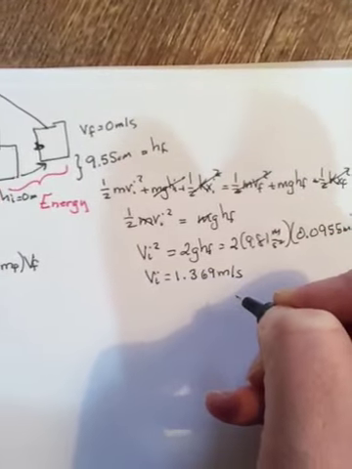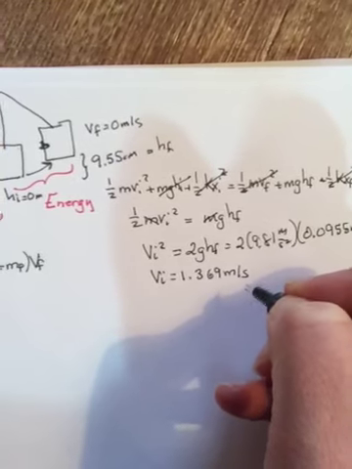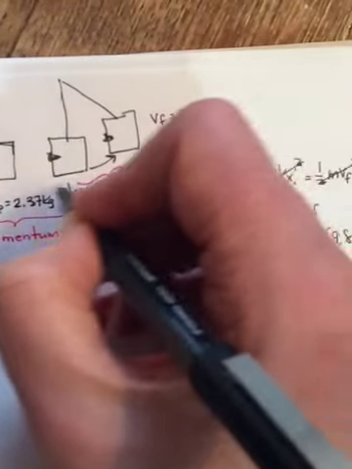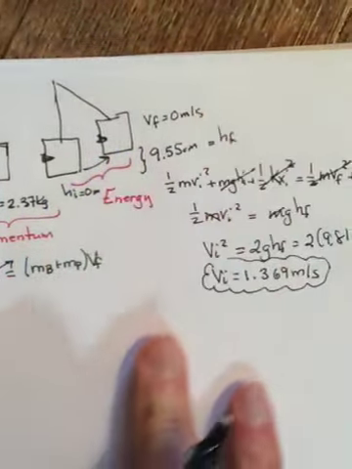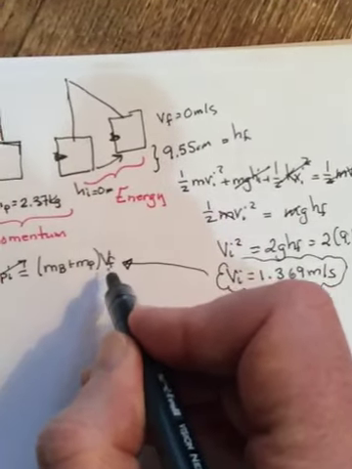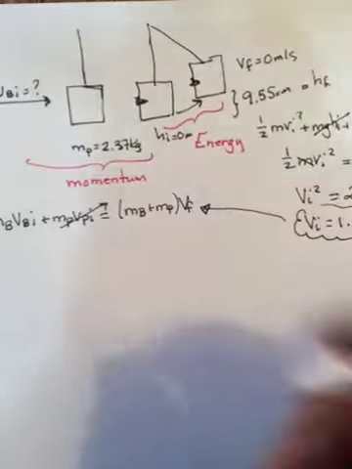If you got 1.8737, you forgot to take the square root. Okay, so this is the speed with which the bullet and pendulum begin to swing up, which means it's actually the final speed of the bullet-pendulum system after the collision.